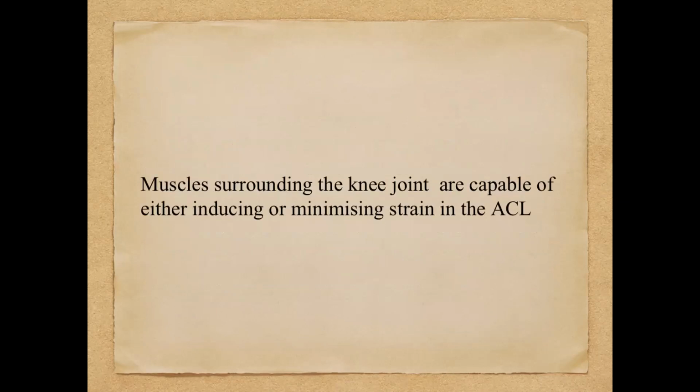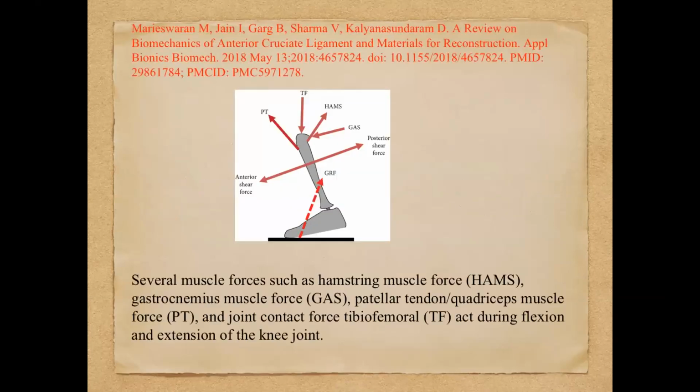Now coming to the muscles surrounding the knee joint, which are capable of either inducing or minimizing the strain in the ACL. A study by Maheshwar and Jain, biomechanics of knee anterior cruciate ligament reconstruction, was done in 2018. So these are the muscles and joint reaction forces around the knee joint.